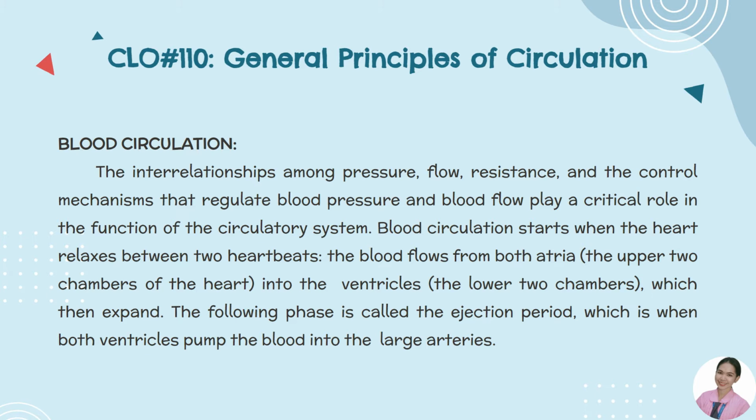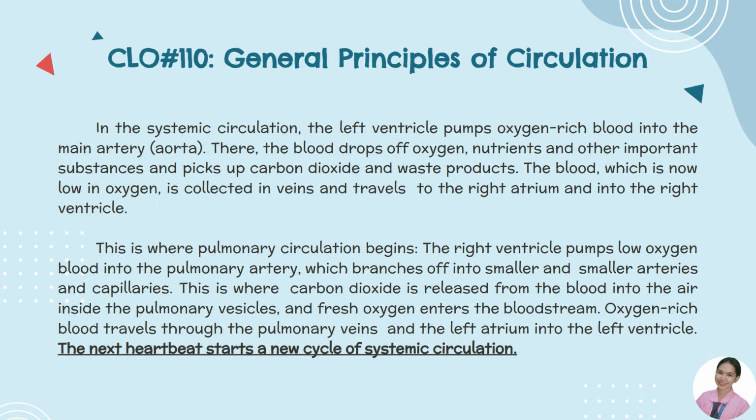The interrelationships among pressure, flow, resistance, and the control mechanisms that regulate blood pressure and blood flow play a critical role in the function of the circulatory system. Blood circulation starts when the heart relaxes between two beats. The blood flows from the atria, which are the two upper chambers of the heart, into the ventricles, which are the two lower chambers, which then expand. The following phase is called the ejection period, which is when both ventricles pump the blood into the large arteries. In the systemic circulation, the left ventricle pumps oxygen-rich blood into the main artery, which is the aorta.